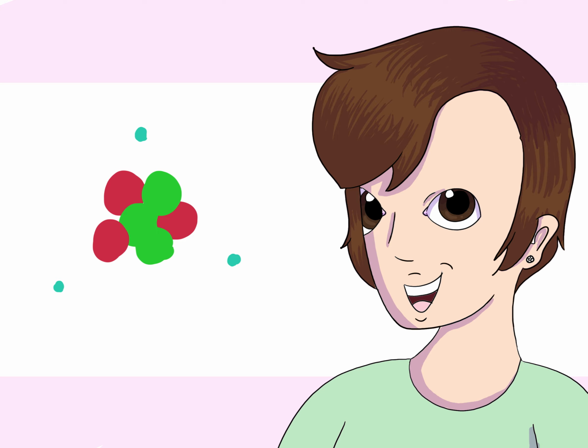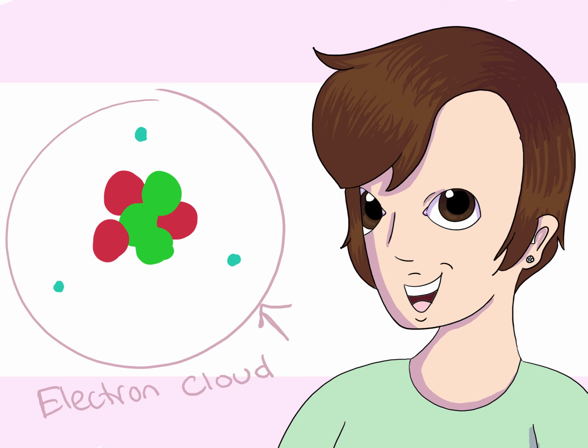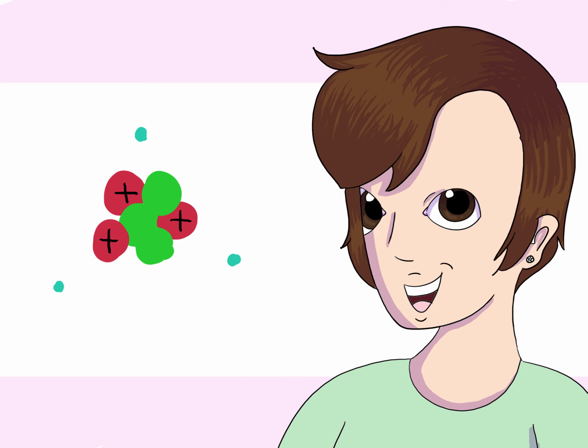Atoms consist of three different particles: protons, neutrons, and electrons. Protons and neutrons are in the center of an atom, also known as the nucleus. The electrons are in the space around the atom, aka the electron cloud. Protons have a positive charge, electrons have a negative charge, and a neutron has a neutral charge. If an atom has a neutral charge, what has to happen with the amount of particles? Correct! There has to be an equal number of protons to electrons.